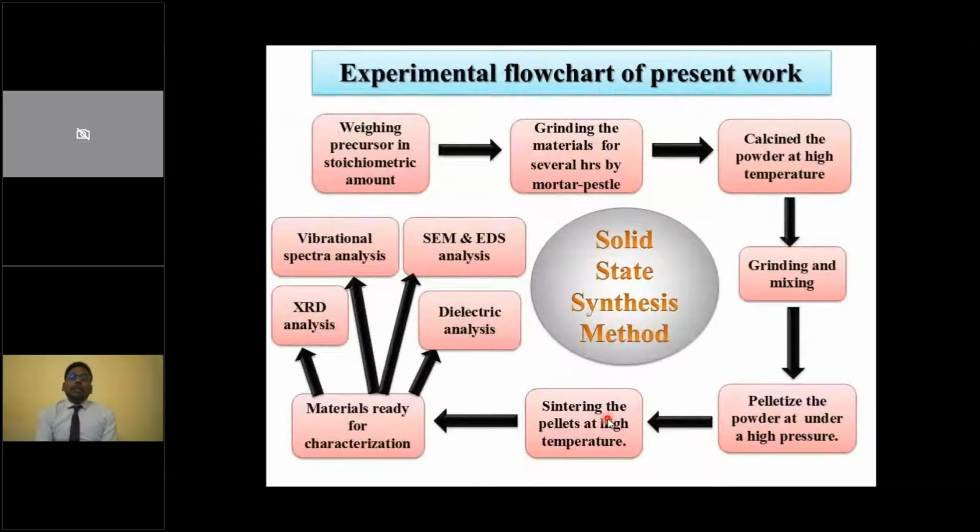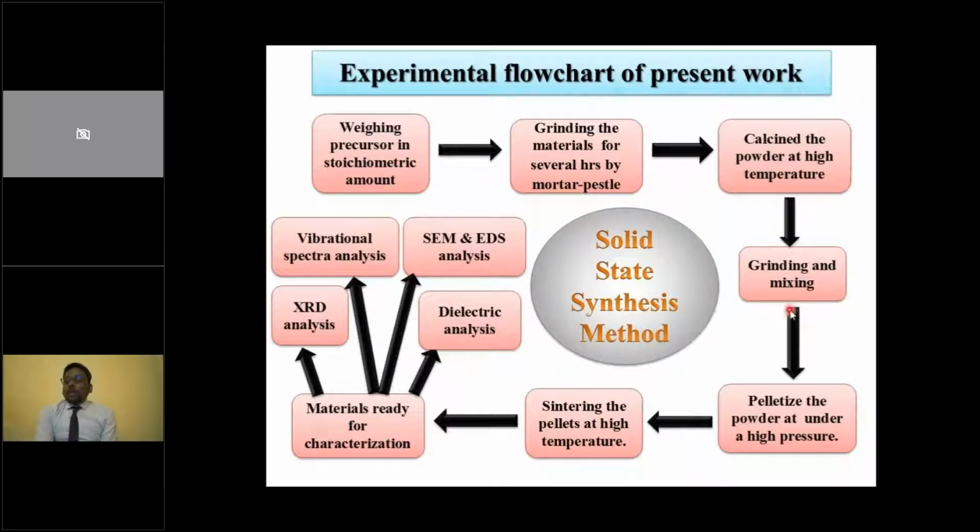Here this slide shows the experimental flowchart of my work. This material is synthesized by the well-known solid state synthesis method. First of all, the samples are taken in weight percent as a stoichiometric amount, then ground, then calcined at a suitable temperature, then again ground and mixed. And from here you can take one XRD to check whether your material is getting the desired phase or not.